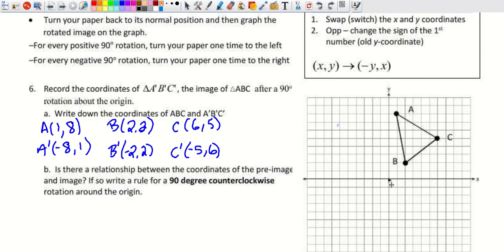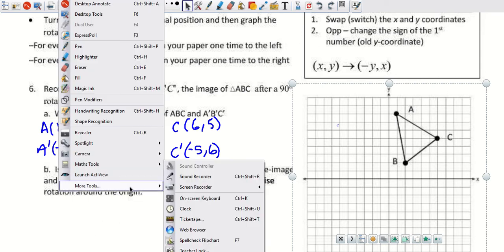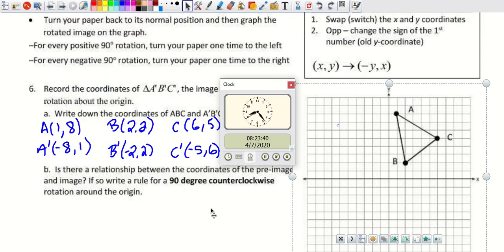So watch. I'm going to take my graph, and every positive 90 degrees I'm going to rotate counterclockwise, right? So think about a clock. The clock turns to the right. That's a negative rotation. We want to turn ours to the left, against the way the clock moves, so counterclockwise. So the clock always turns this way. This is clockwise, a negative rotation. Positive rotations turn against the clock, so they turn to the left.